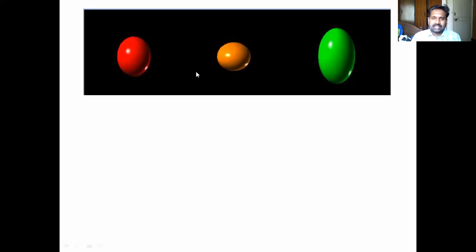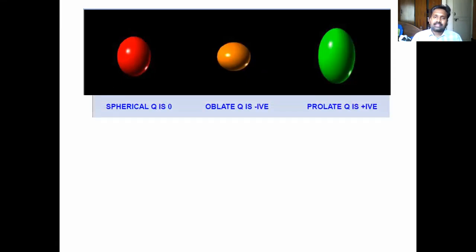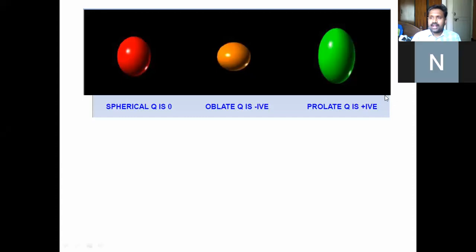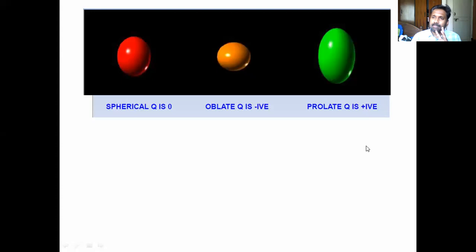The ellipsoids are like this. You can see that the ellipsoids can be of three basic shapes. What are these ellipsoids? These are the ellipsoids for the charge distribution of the nucleus.